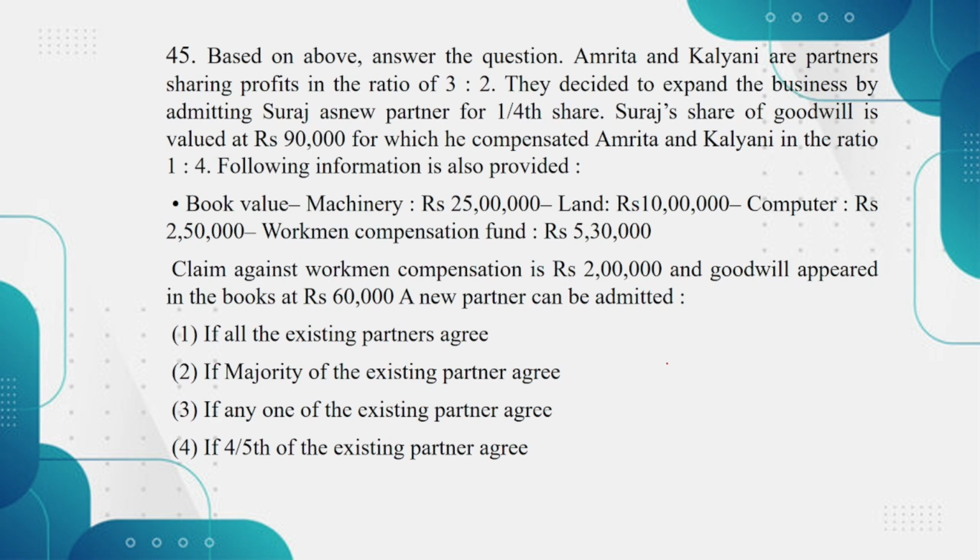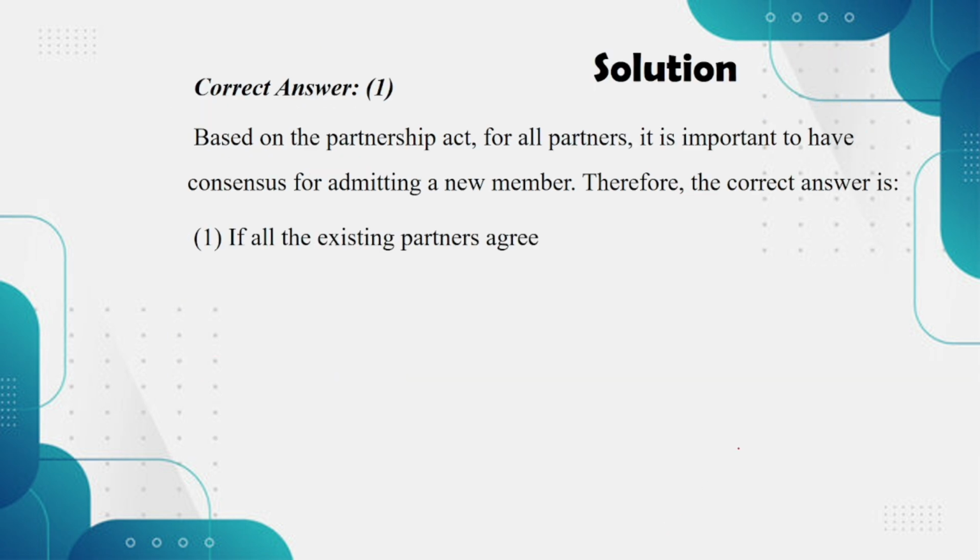Last question from the case study. Please remember the following information also. A new partner can be admitted. A common basic theory question. Without the consent of all other partners, no one will be admitted into the firm. That is the rule. So if all the existing partners agree, anybody can be admitted into the partnership. That is the answer, if all existing partners agree.